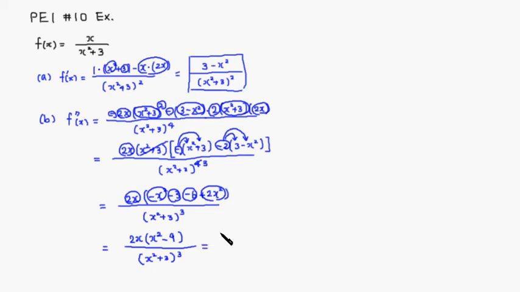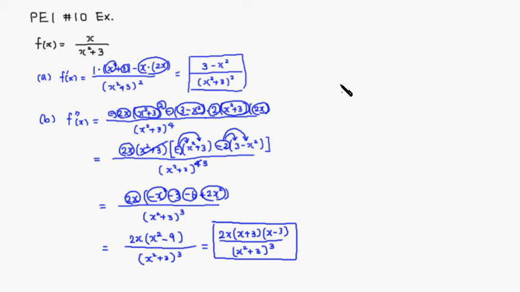So you would have 2x times x plus 3 times x minus 3, all over quantity x squared plus 3 cubed. So this is our second derivative.